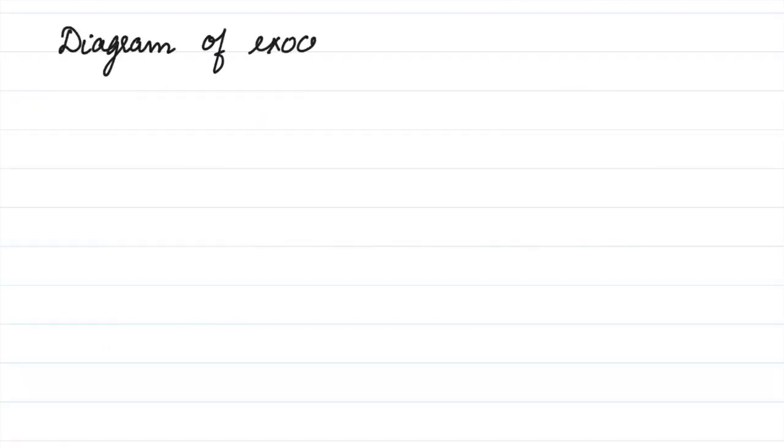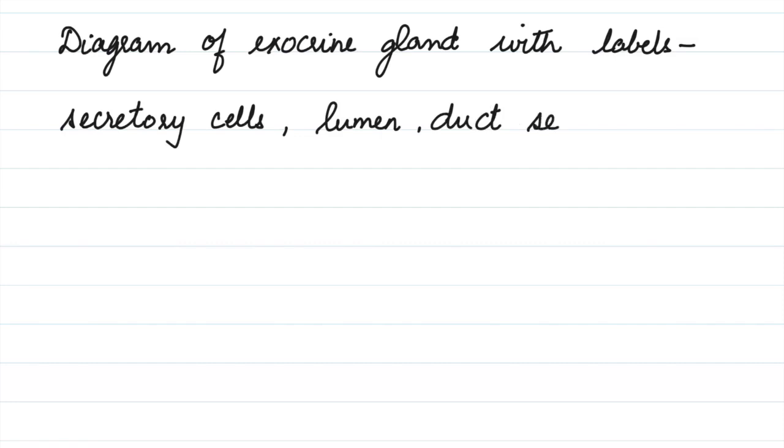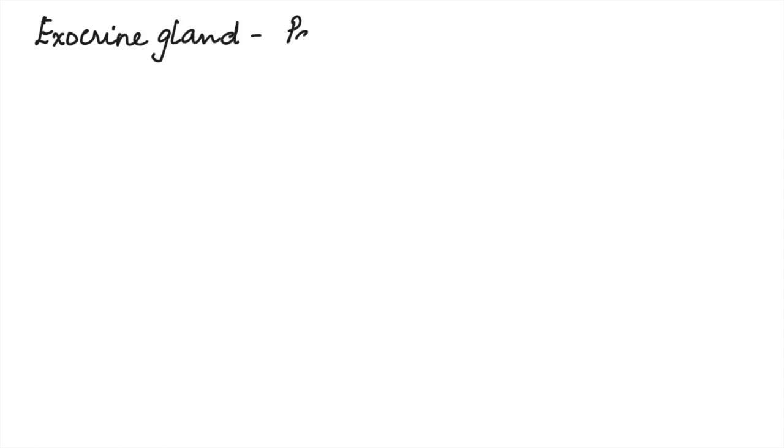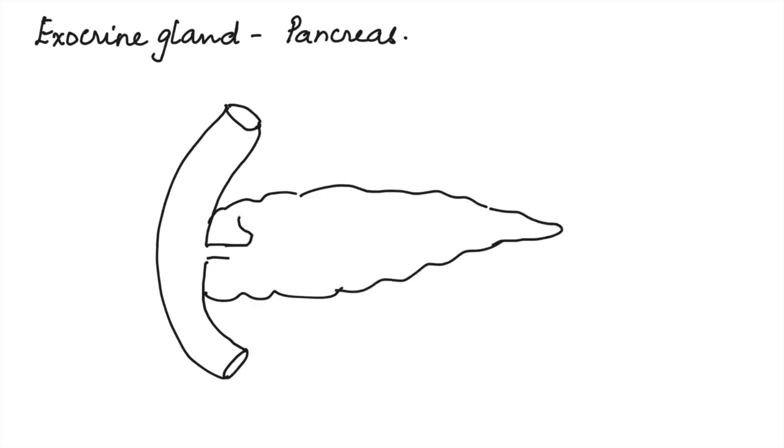Next, we need to know how to label the diagram of an exocrine gland. That means you have to know certain parts of the exocrine gland, like the secretory cells, the lumen, the duct, the secretory vesicles, the basement membrane of the cell, and the acini, that is the entire part which forms the secretory structure. For this, we now consider the pancreas. The pancreas is a gland which has both exocrine as well as endocrine parts. The endocrine part releases the hormones insulin and glucagon. Here we are going to talk about the exocrine part.